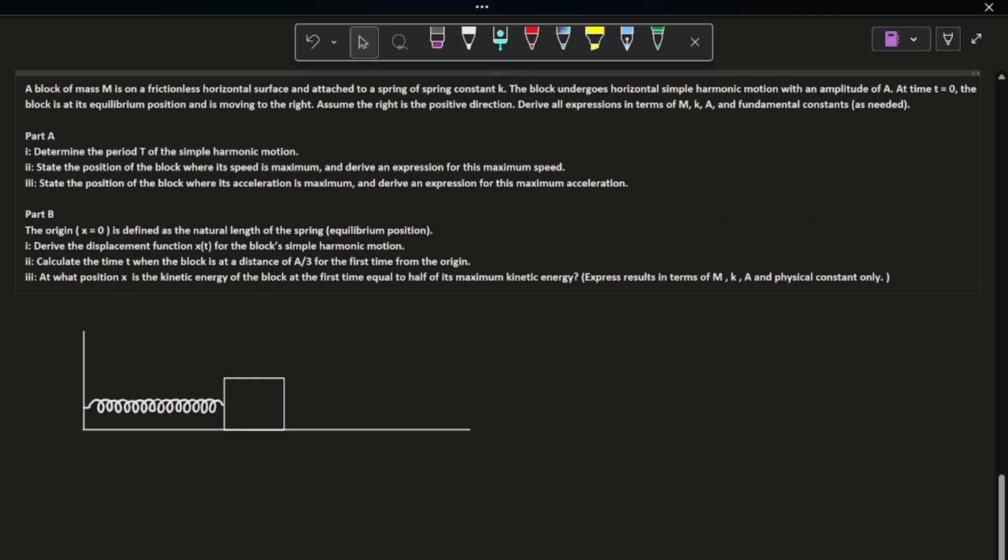A block of mass m is on a frictionless horizontal surface and attached to a spring of spring constant k. The block undergoes a horizontal simple harmonic motion with an amplitude a.